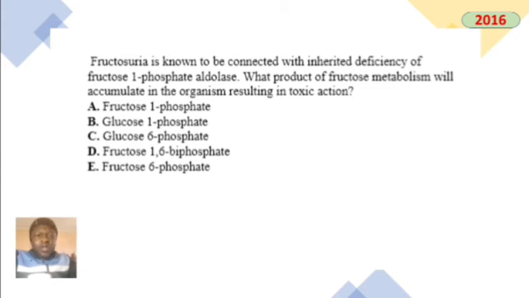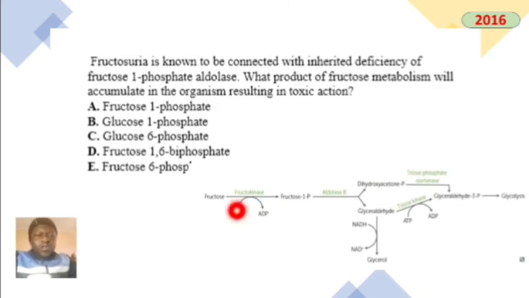Fructosuria is known to be connected with inherited deficiency of fructose 1-phosphate aldolase. What product of fructose metabolism will accumulate in the organism, resulting in toxic action? So you need to remember fructose metabolism, right? So here is your fructose. Firstly, it's converted to fructose 1-phosphate by fructokinase. That's the first thing. From fructose to fructose 1-phosphate by fructokinase.